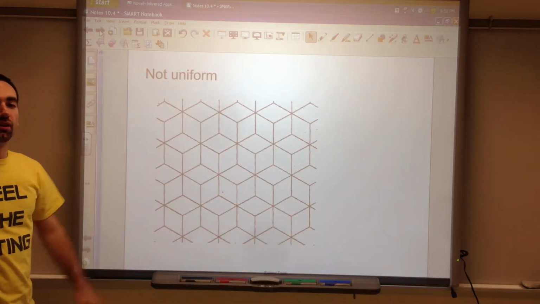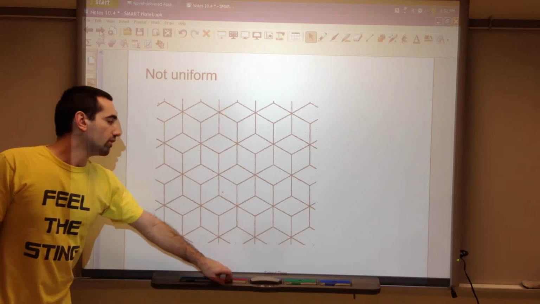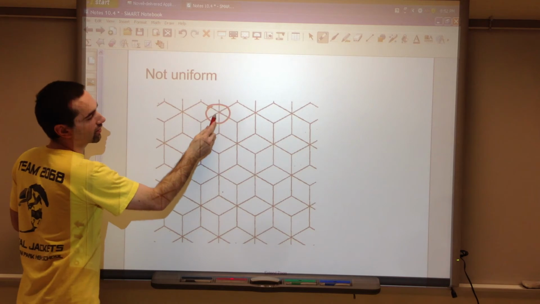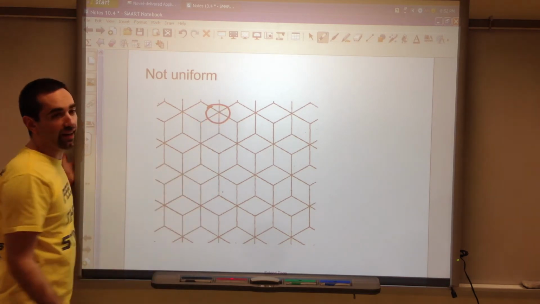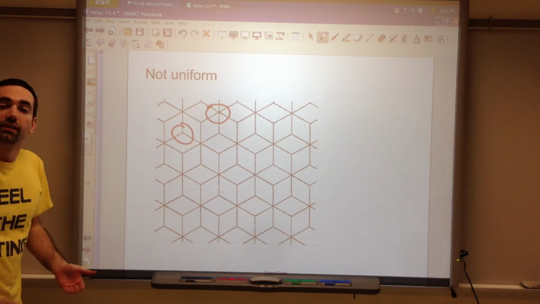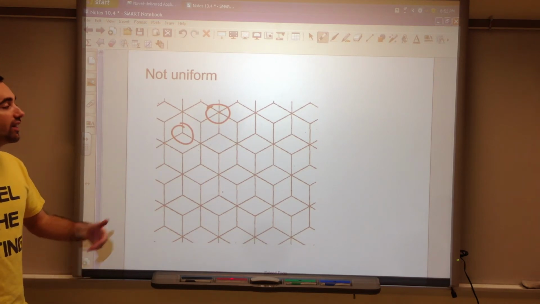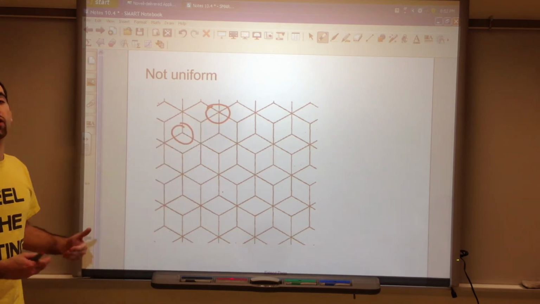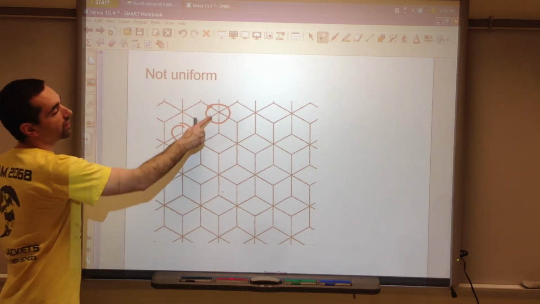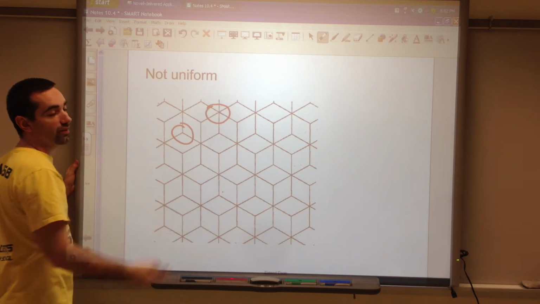Now this is an example of something that's not uniform. Look at the angles. Here, this vertex, 1, 2, 3, 4, 5, 6 angles, but this vertex, 3 angles. That's not the same. It's not that they have a different number of angles, the fact that they are different angles. 120, 120, 120, 60, 60, 60, 60, 60.